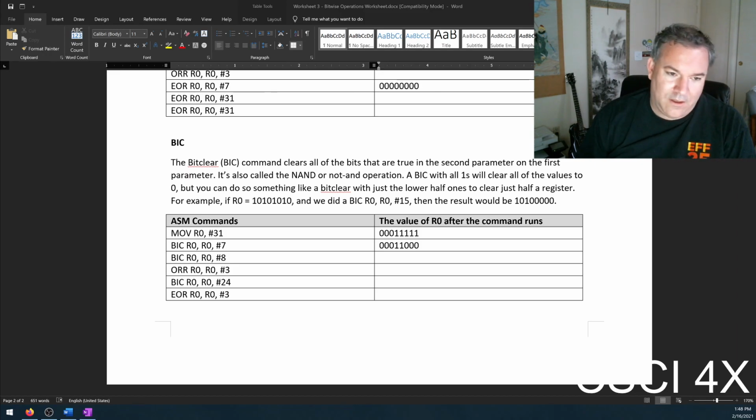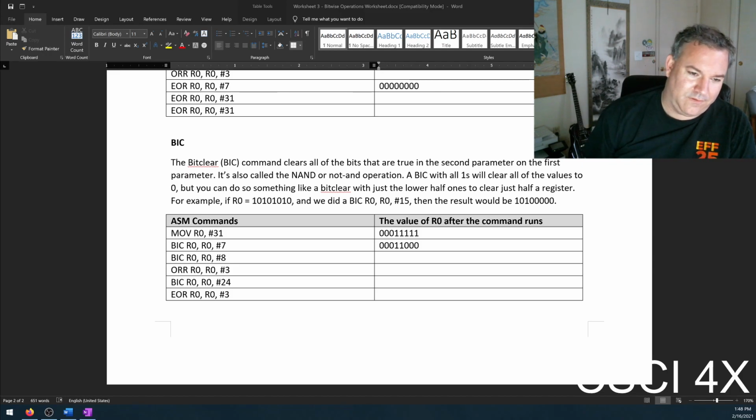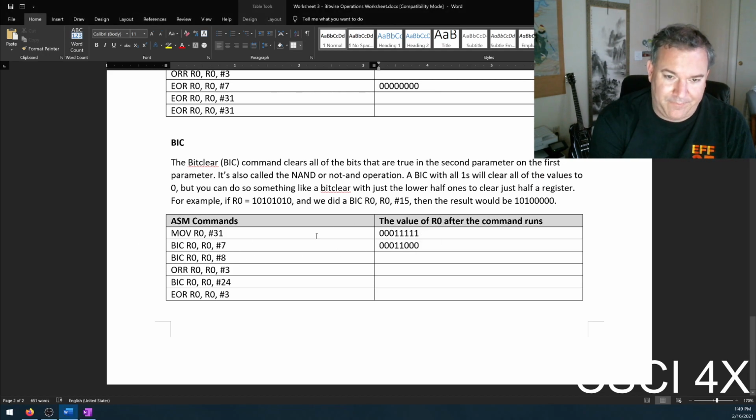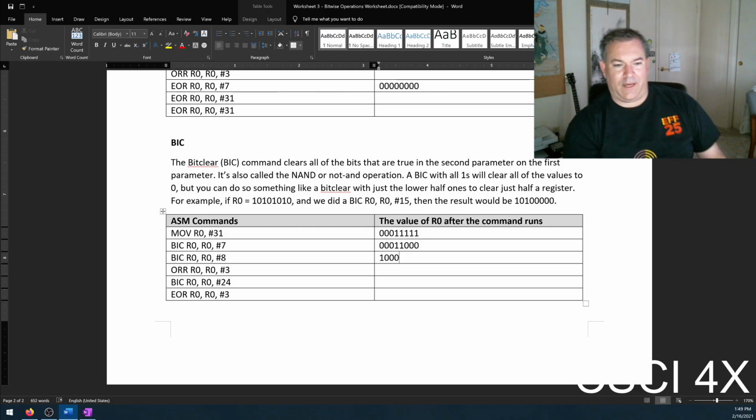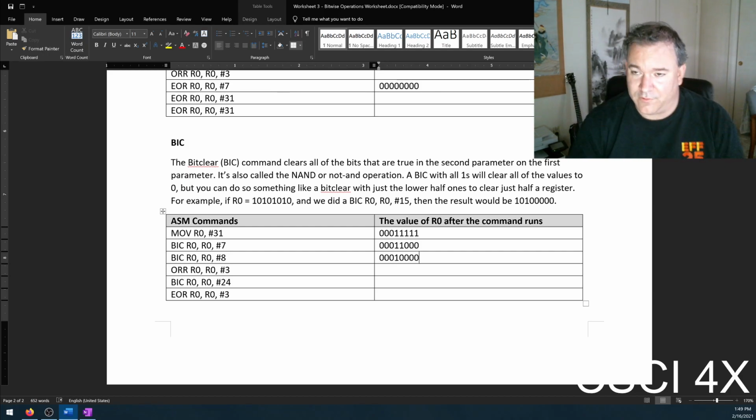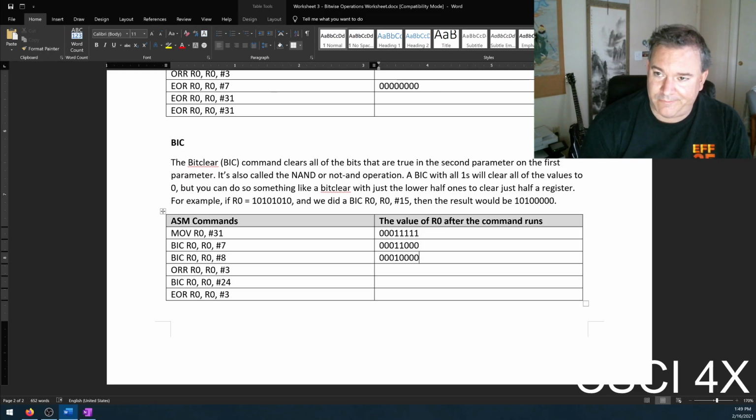All right, see you. Okay, so BitClear is interesting. What you do with BitClear is it clears whatever bits you pass in. So if you had 00011000 and you bit cleared 8, 8 is 1000, so the 8 bit turns into 0 and you get 00010000. It clears whatever bits are set in the third parameter here.